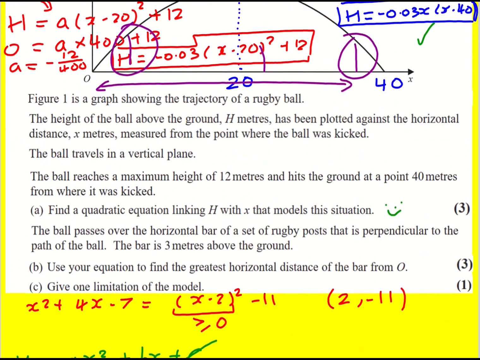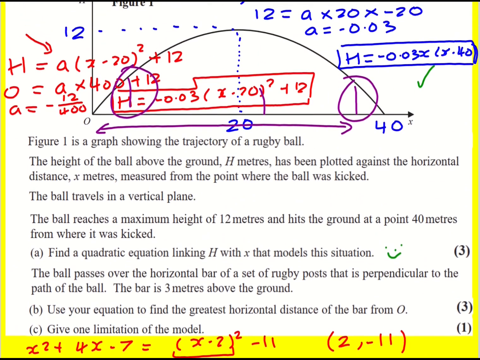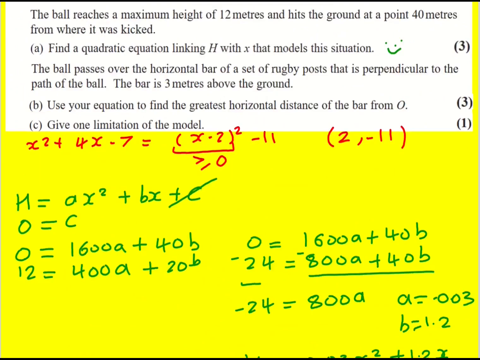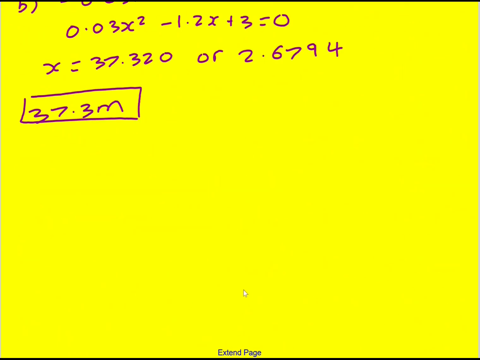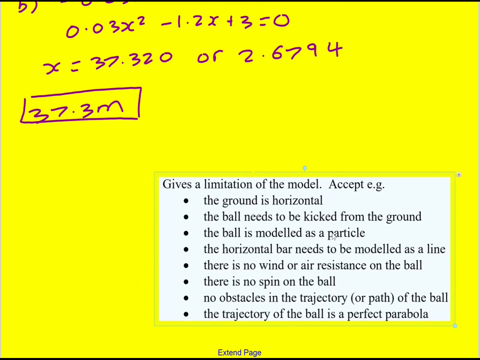Finally, we're asked to give one limitation to the model. I would always throw in air resistance. I just think that's the simplest one to remember. So yeah, you can write that one down. Here's some others, because sometimes it will say other than air resistance, give a limitation, because it's probably one that everyone uses. So you could say, we've assumed the ground is horizontal. We've had to have that situation, whereas in reality it might not be. It's being kicked from the ground rather than like a drop kick or anything, or maybe raised up slightly. We're assuming it's exactly on the ground.